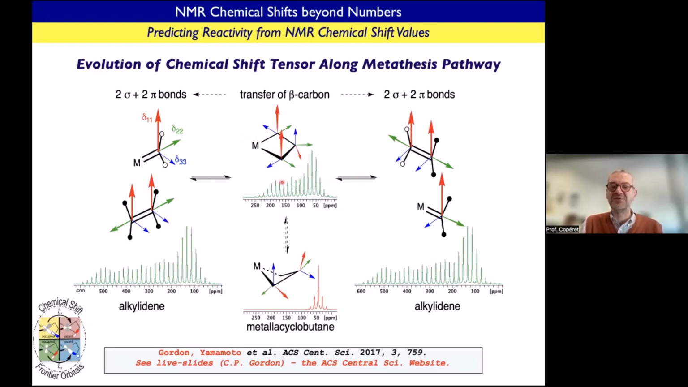You can see that as soon as I isomerize my TBP into SP, I go from something that looks like an sp2 carbon to something which looks like an sp3 carbon. So again, the chemical shift tensor is just giving you information about the electronic structure of this system.